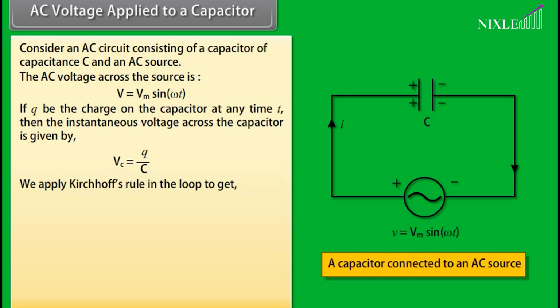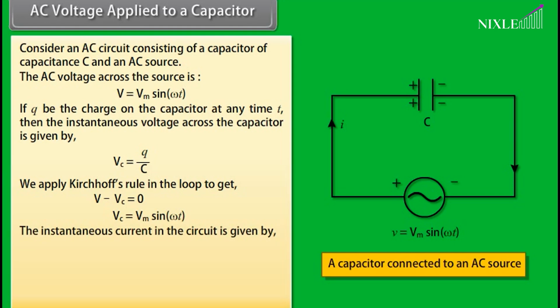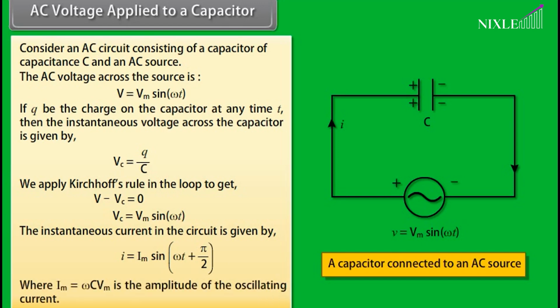We apply Kirchhoff's rule in the loop to get V minus Vc is equal to 0. Now we put the value in the above equation. Vc is equal to Vm sin omega t. The instantaneous current in the circuit is given by I equal to Im sin(omega t plus pi by 2), where Im is equal to omega C Vm, the amplitude of the oscillating current.